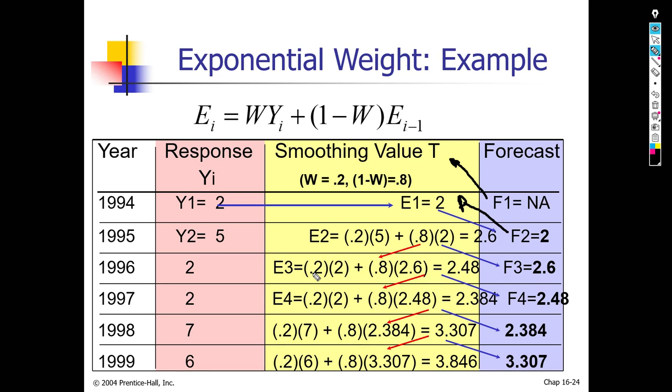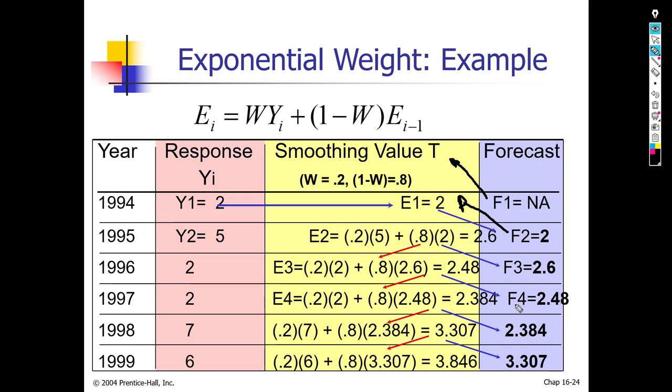E3 is equal to 0.2 multiplied by Y3. So Y3 is equal to 2 plus, so 1 minus W is 0.8 multiplied by E3 minus 1. E3 minus 1 is E2. So E2 is 2.6, we get from here. Now, if you solve this one, it is 2.48.